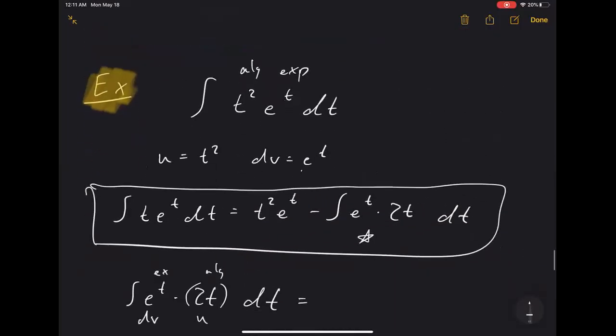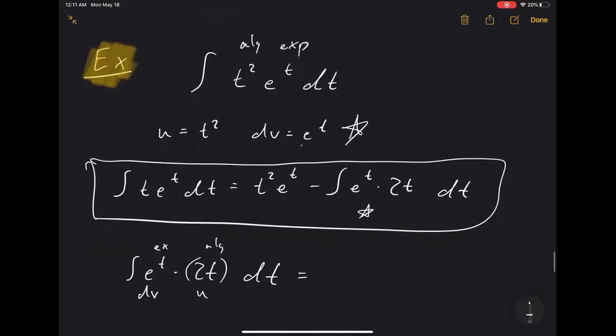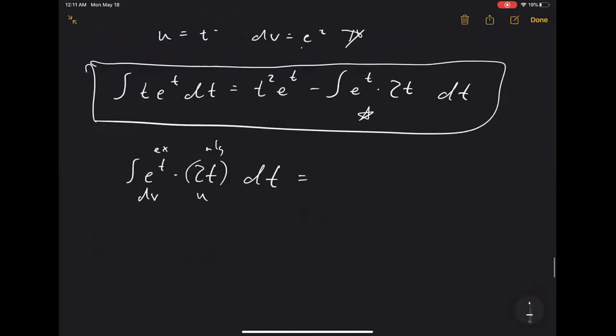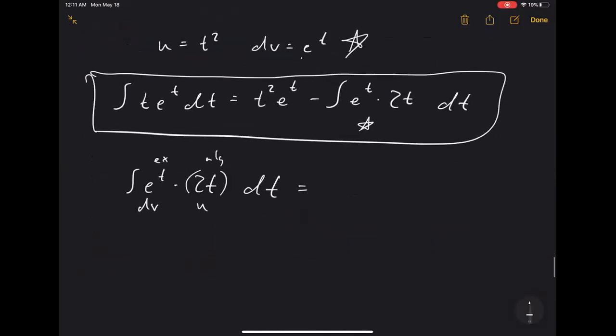Meaning, if in the beginning of my problem I pick e to the t to be my dv, then it's going to be the same throughout my problem. I wouldn't want to switch it up in this step and say, okay, well now my e to the t is going to be u, and then 2t is going to be my dv. Then it's going to get into this kind of endless loop of going back and forth, and you're not going to make any progress.